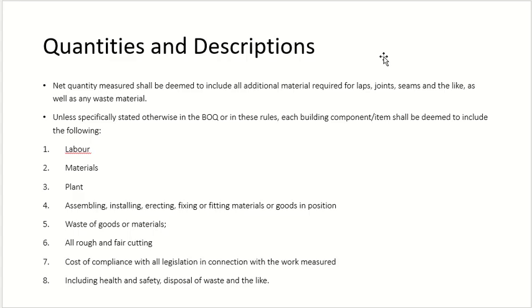All rough and fair cutting. So we did the calculation of the steel, right? And the quantity was calculated in what units in the end? When we did all the calculations, tons, right? Ton is what? Volume? Area? Weight. Ton is weight, right?